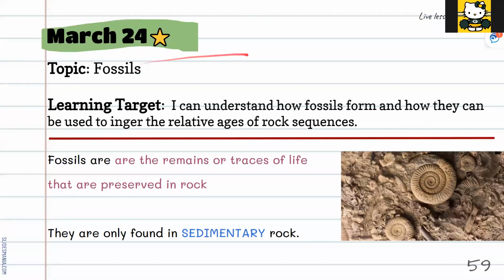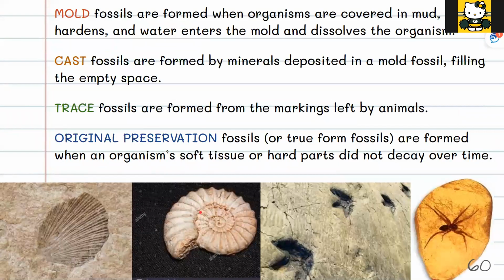All right, so as you're reviewing your notes, this is what your notes should look like. Fossils are the remains or traces of life that are preserved in rock. They are only found in sedimentary rock. If you're receiving this as a video, you'll probably want to pause the video a couple of times to complete your digital notebook. Here are the 4 types of fossils.